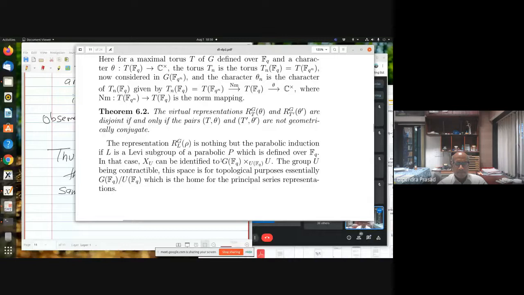It is more or less the variety U expanded by G^F_q. Maybe there is this cross U. And the group U being contractible, this space is for topological purposes essentially G^F_q upon U^F_q, which is the home for principal series representations. So this variety is irreducible, right?